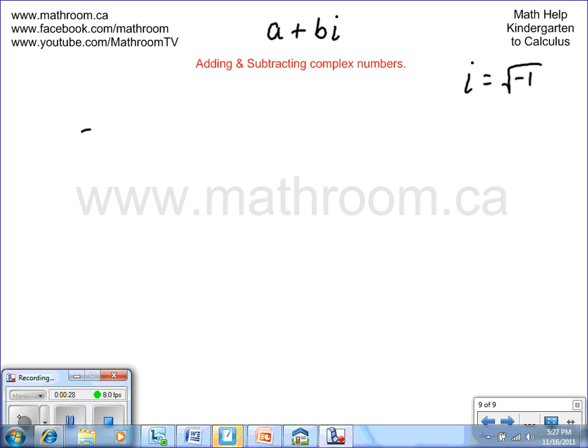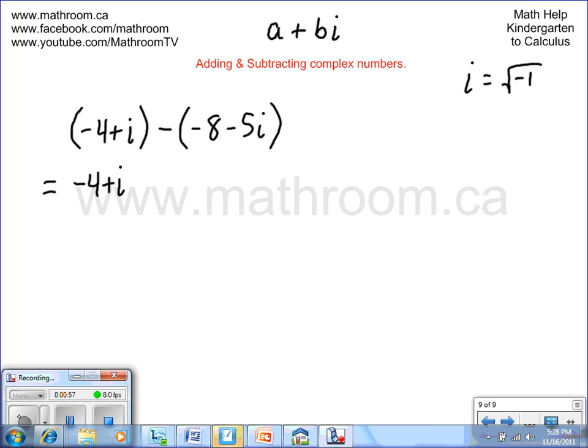Let's say we have (-4 + i) - (-8 - 5i). Okay, so the first thing we're going to want to do is to get rid of the brackets. Before we can drop the brackets on -4 plus i, we have to look in front of the brackets. It's positive, so we can just drop the brackets there. So that's the same as -4 plus i.